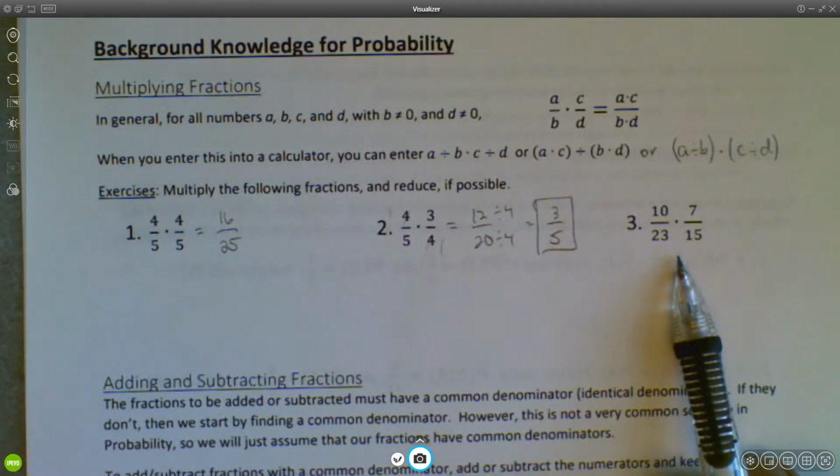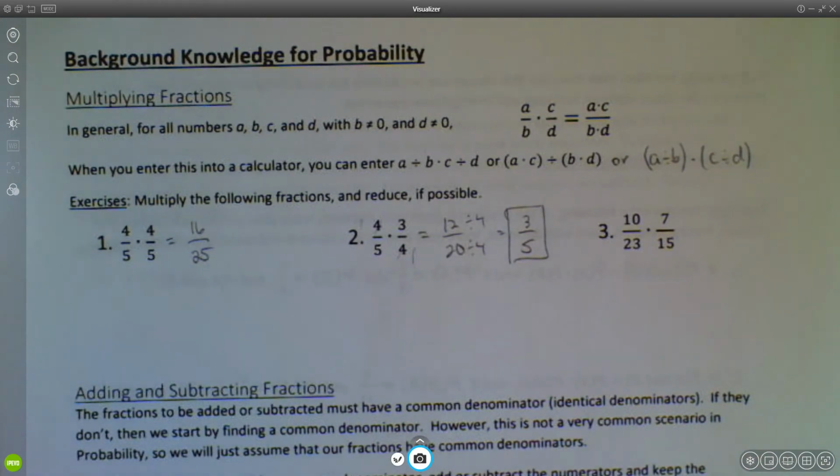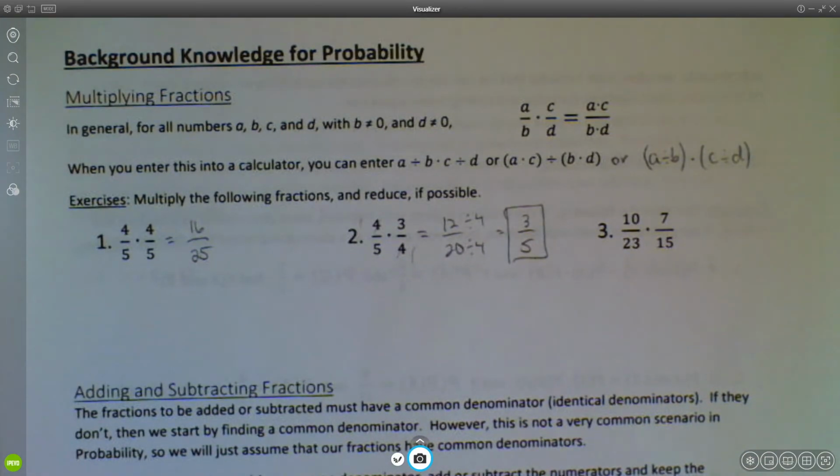Okay, last one. Go ahead and give the video a pause. Try this one out on your own and see what you come up with. Okay, I'm going to give my answer now, so if you haven't paused and tried it on your own yet, then you should. But here's how I would do this.